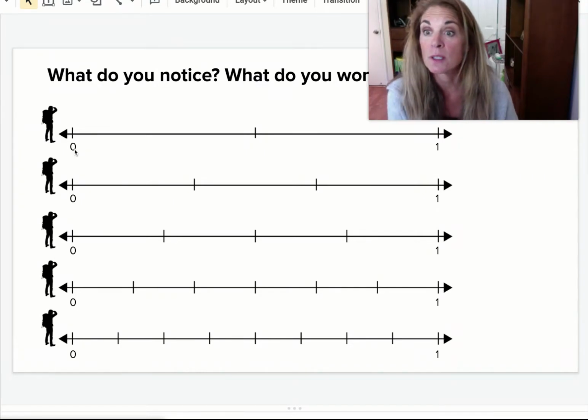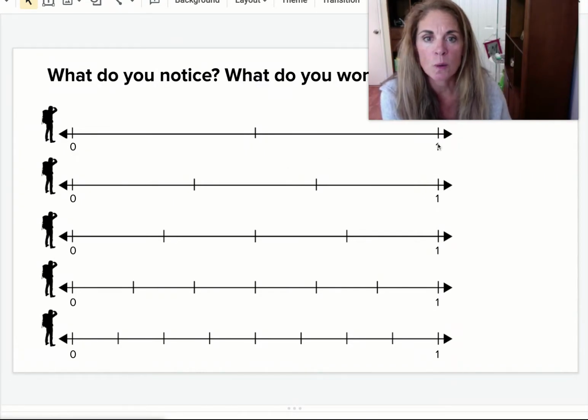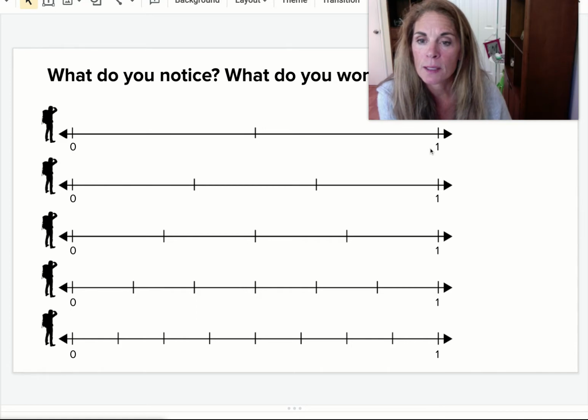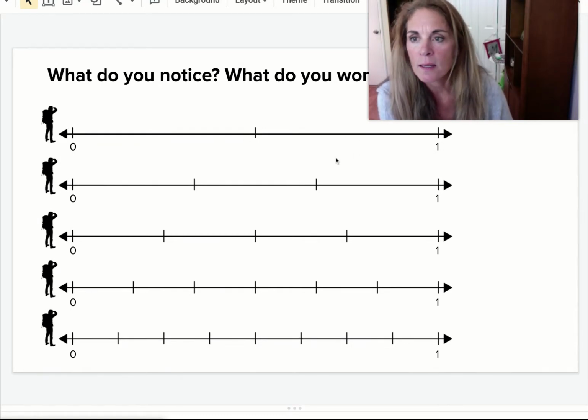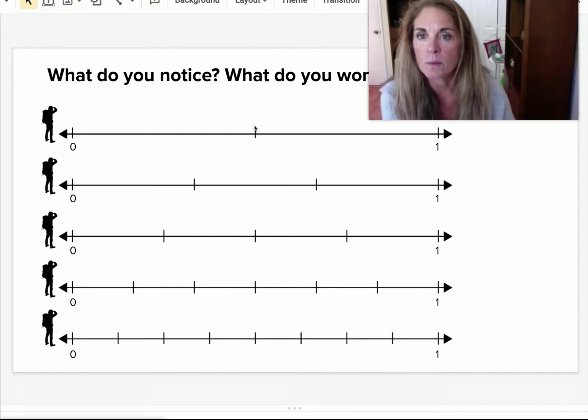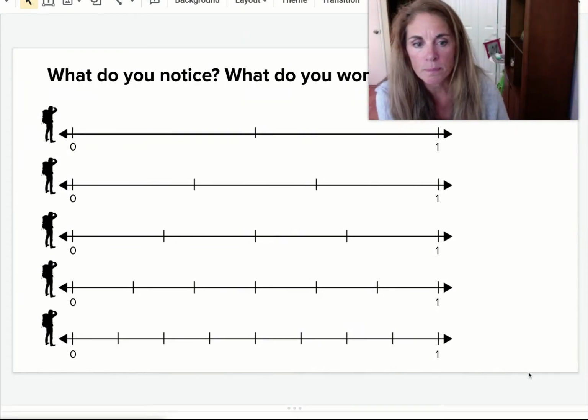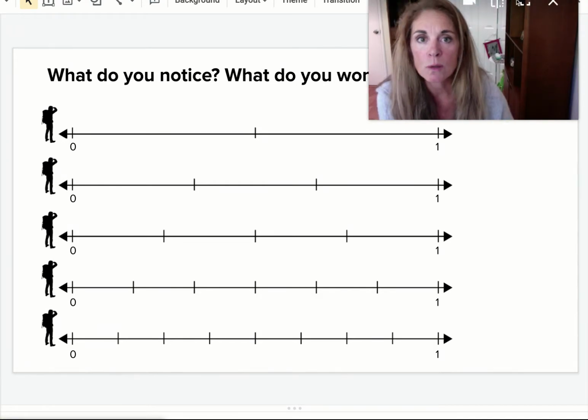Something you notice, there's a 0, there's a 1, and on this line I notice that this line has a little tally mark or tick mark halfway between 0 and 1, which means if I was going to mark this number line point, it would be 1/2.